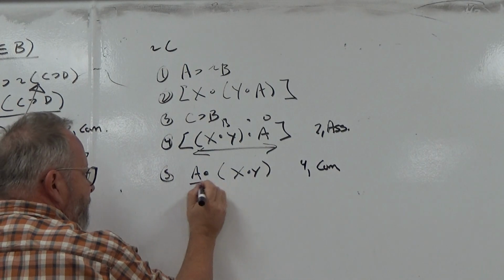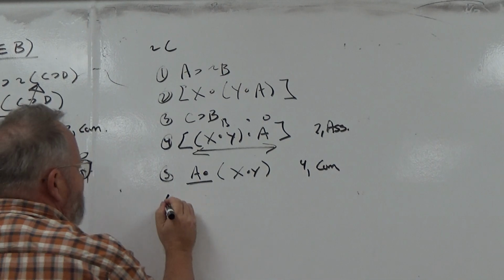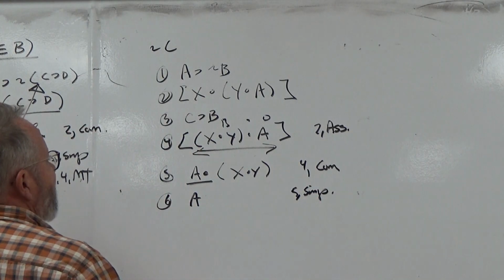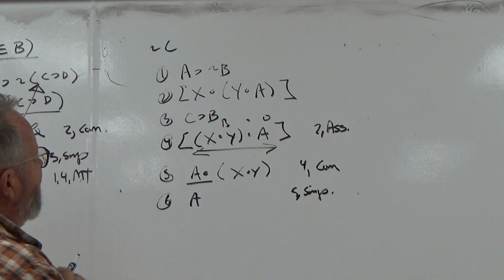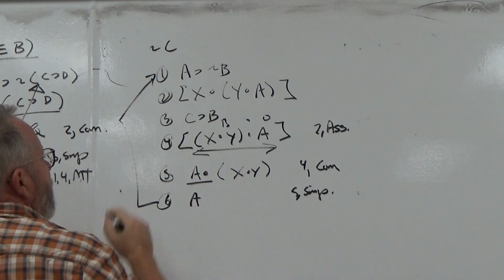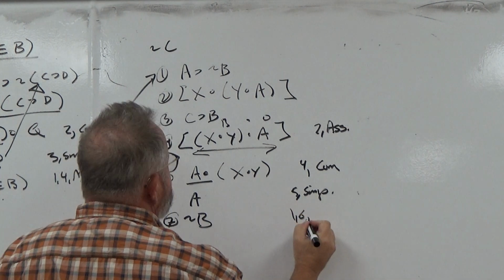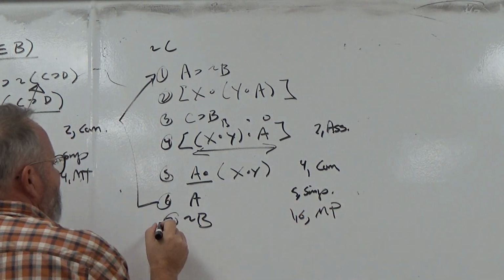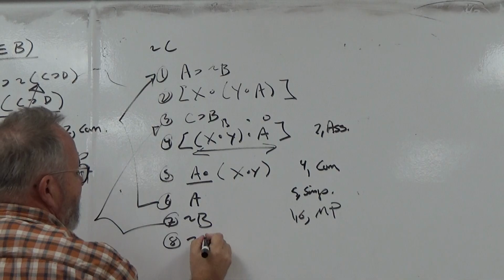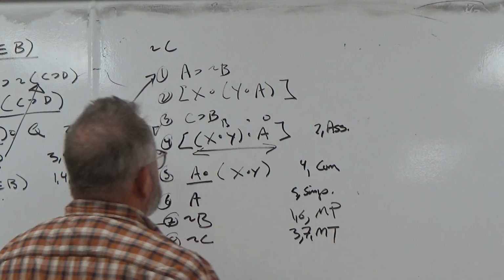And so now the A is in the right place to be simplified, okay? So 6 is A from 5 by simplification, okay? Now I'm really good to go. And so 1 and 6 get me not B, 1 and 6 modus ponens. And now with this not B, I can do a modus tollens with line 3, and that gets me not C, 3, 7 modus tollens, okay?